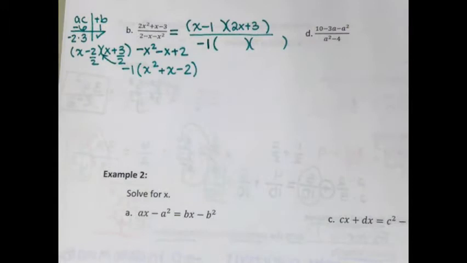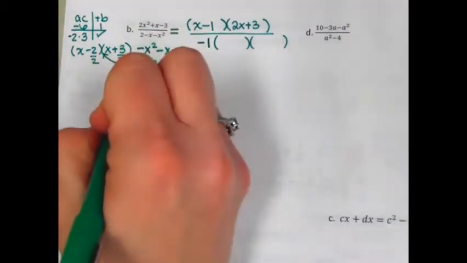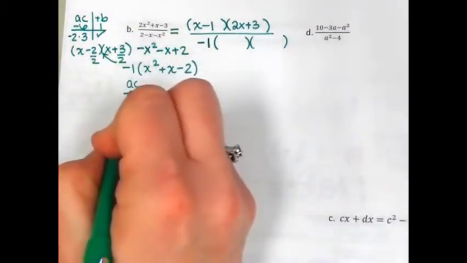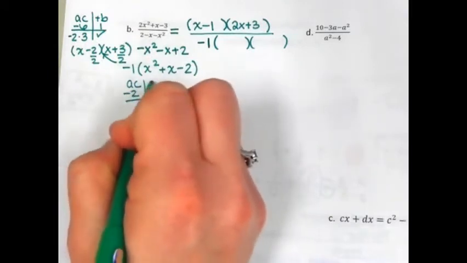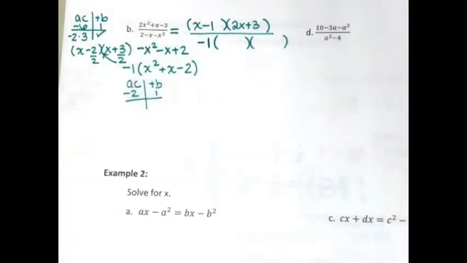Okay. All right, now let's do my a times c. A times c is -2. That adds to be b, which is 1. So what times what is -2 that adds to be 1?